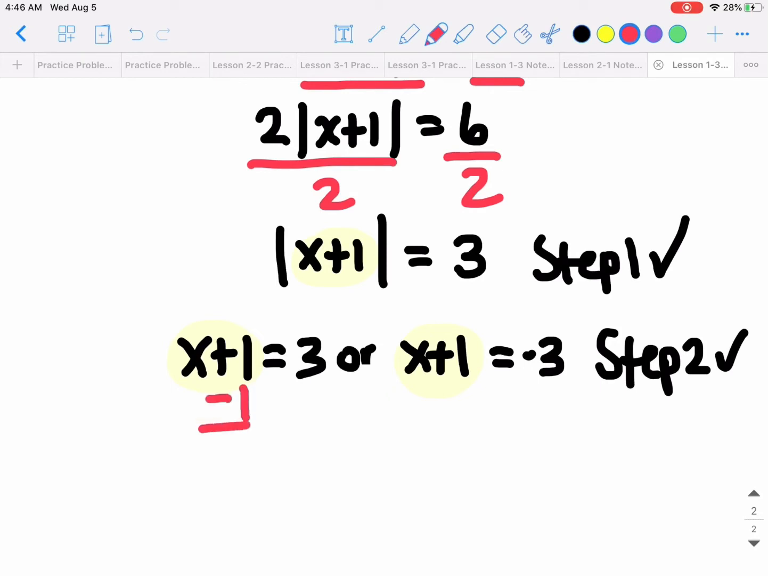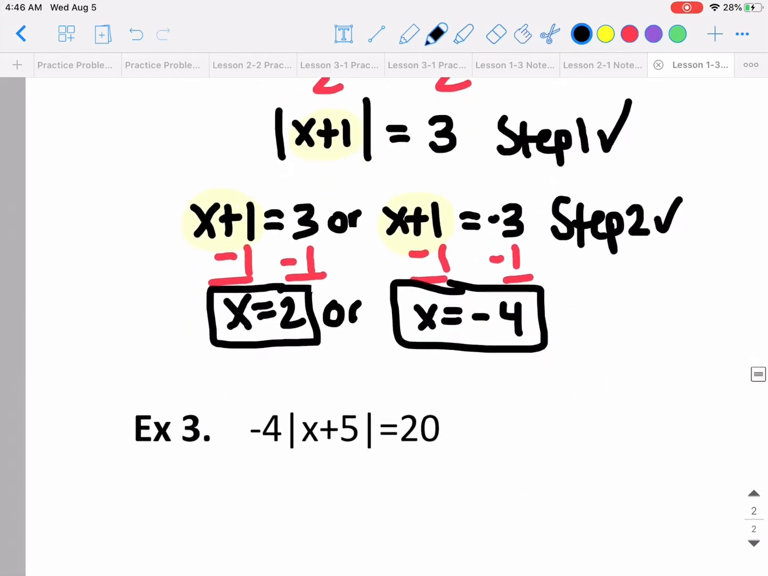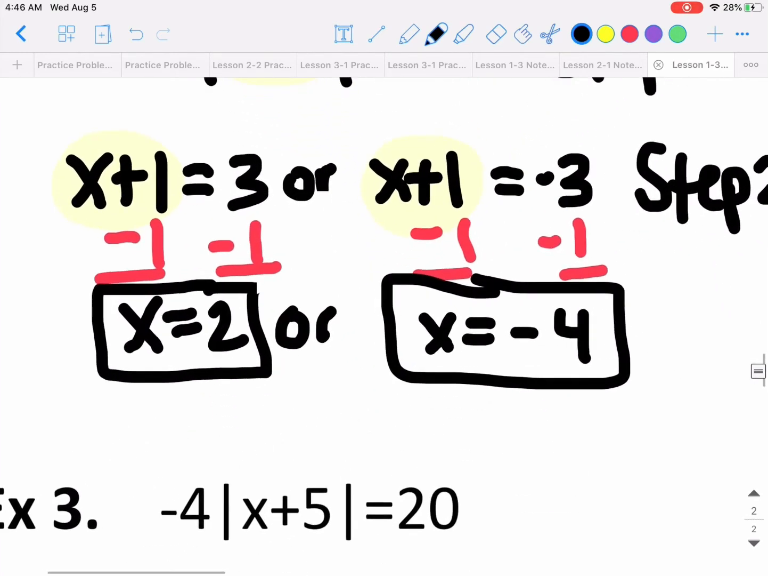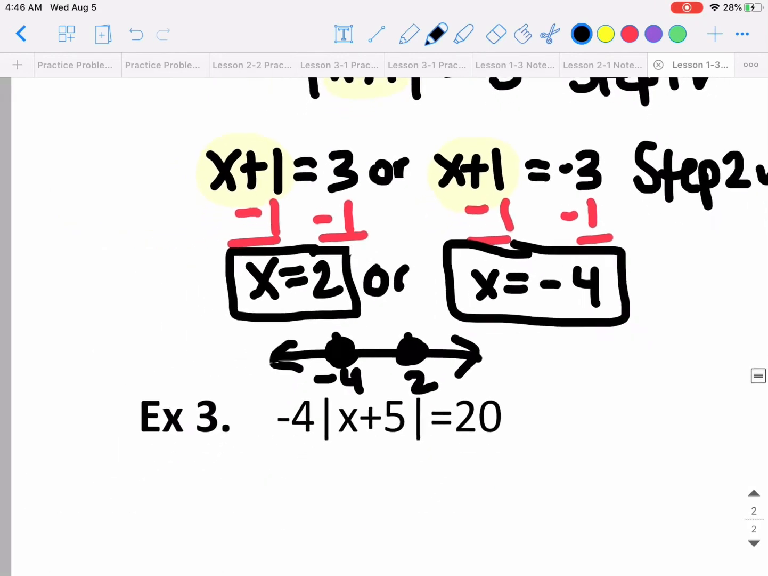So I'm going to subtract 1 on both sides. I'm going to get x is equal to 2. Or I'm going to subtract 1 on both sides here, and I get x is equal to negative 4. So x is equal to positive 2 or x is equal to negative 4. Those are my two solutions. And I'm just going to graph them by putting them on a number line and plotting them.